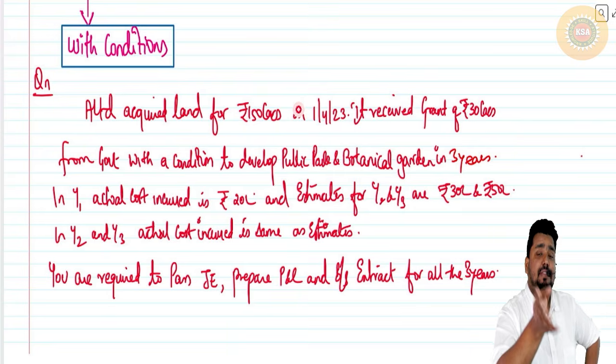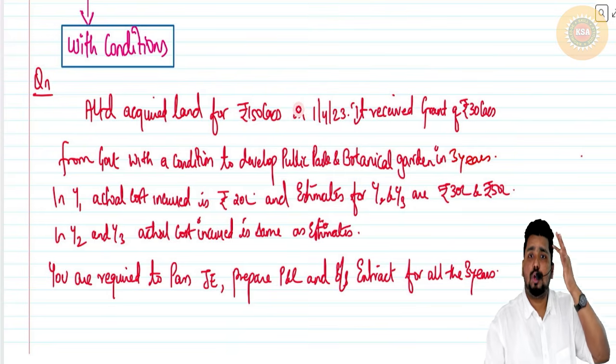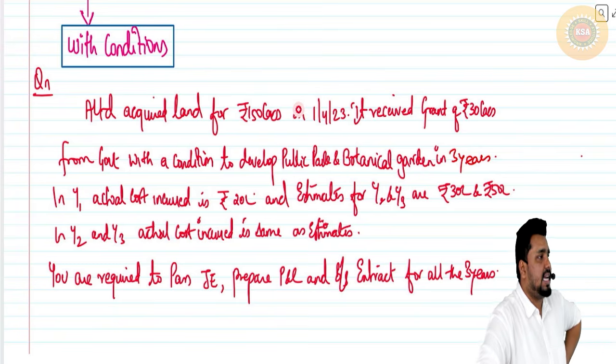To give clarity for non-depreciable assets, what do they always follow? The second method. What is the second method? To show it as a separate income.